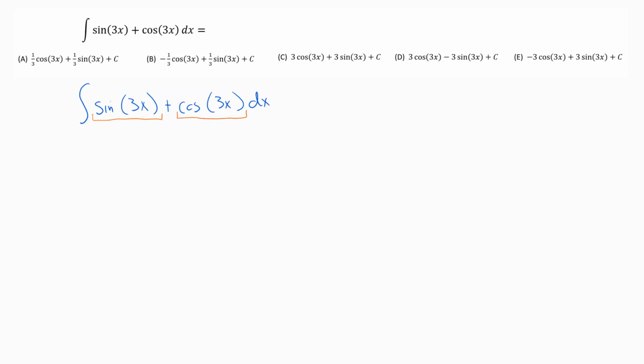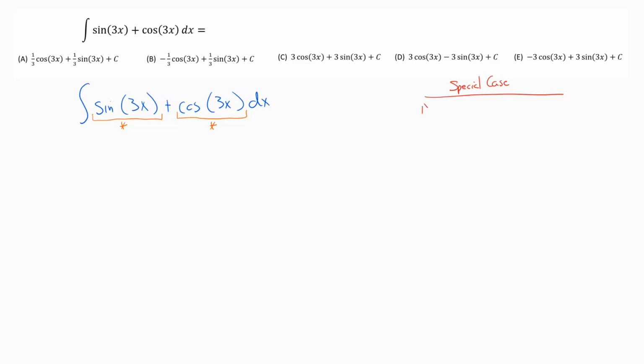So really what we need to do is find the antiderivative of the sine of 3x and add that to the antiderivative of the cosine of 3x. Both of these are what I refer to as special case antiderivatives. What I mean by that is that these are antiderivatives that you just have to have memorized. If you don't have it memorized, you're probably never going to guess it.